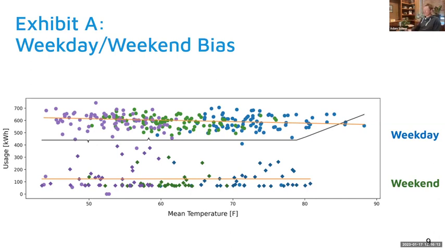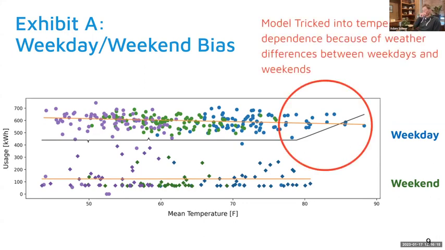So one of the things we're going to be talking about is weekdays and weekends as a source of bias in the model, and how we can remedy that with an additional parameter to distinguish between weekends and weekdays. I'm going to get through a few more slides and then I'll stop for questions.